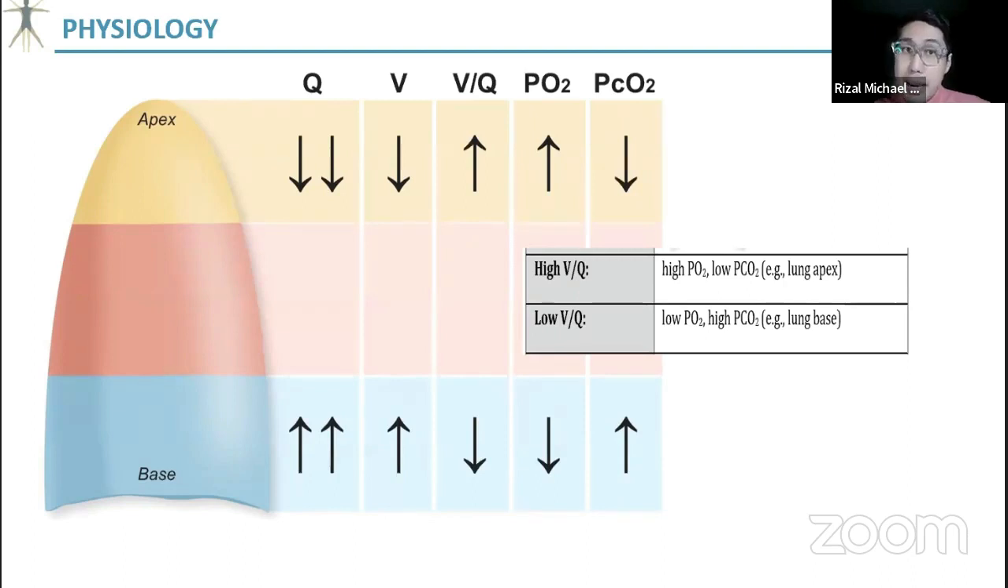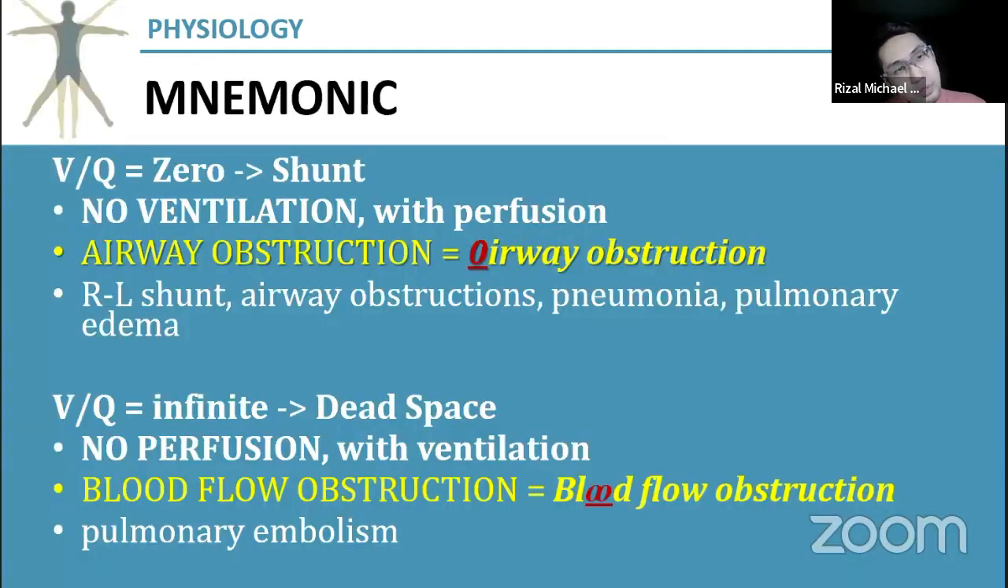When we say a patient has high VQ, that means high oxygen and low carbon dioxide. When a patient has low VQ, there is low oxygen but high carbon dioxide. This is also one of my favorite mnemonics. It's not mine, but I've been using it because it's very high yield. When you have shunt problems, intrapulmonary shunts, your VQ is 0. That means airway obstruction: no ventilation but there is perfusion. Airway obstruction like pneumonia or edema.